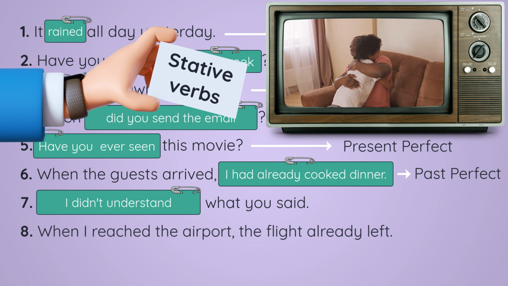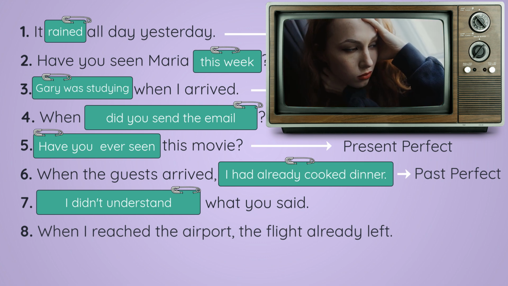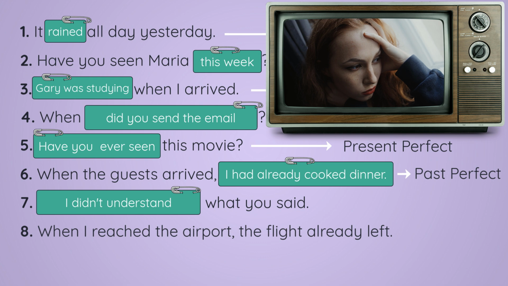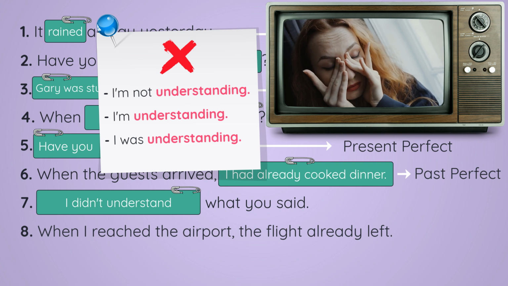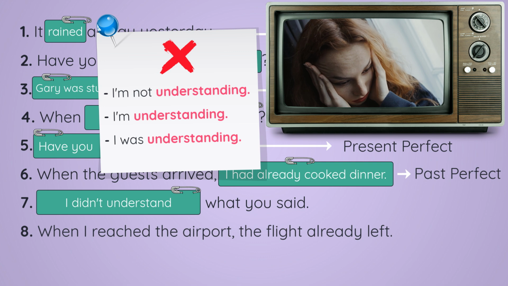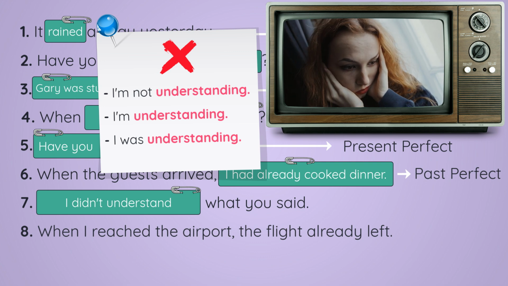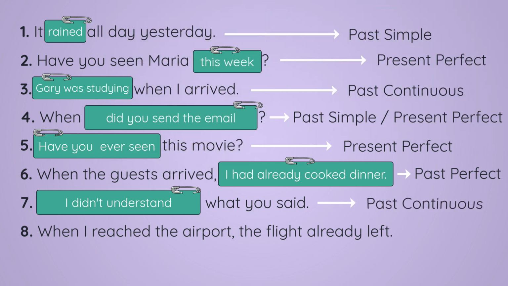So you have to know what they are. And when you learn the continuous tense, you usually come across this part of the lesson, stative verbs, and you need to know there are certain verbs you cannot use in this continuous form. So you can never say, I'm not understanding, or I'm understanding, or I was understanding. No, you can only use it in a simple form. So if you got that wrong, then please check your past continuous tense.